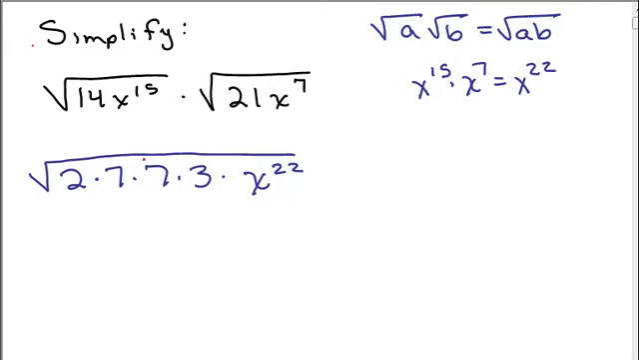All right, so here's a 7 times 7. That's like a square root of 49, so a 7 is going to get out, right? And then if you have an even exponent, you take half of that exponent, that's what gets out. So it'll be x to the 11th.